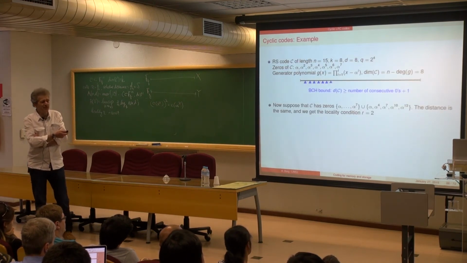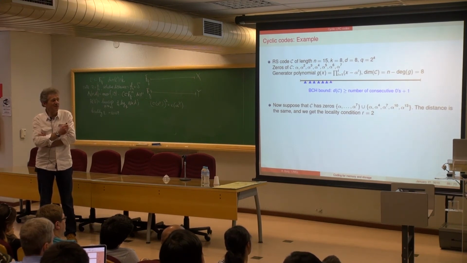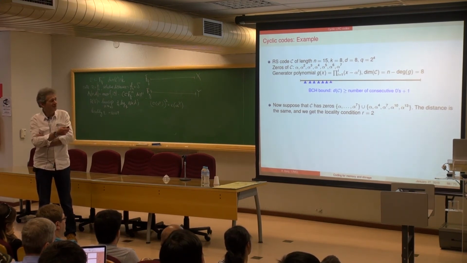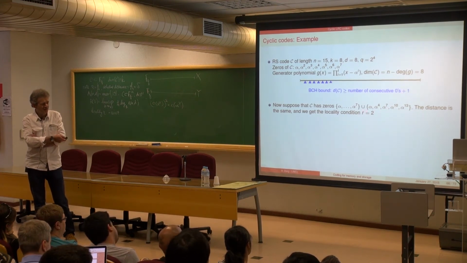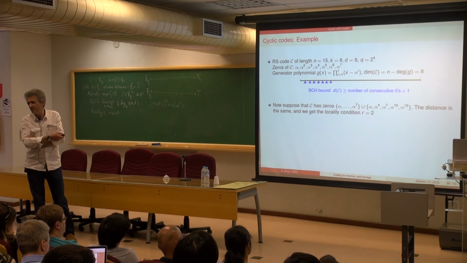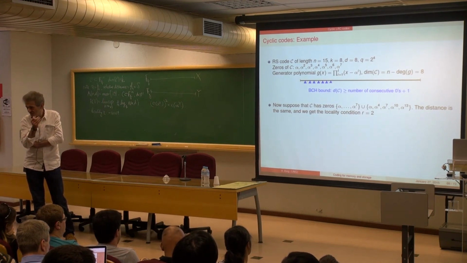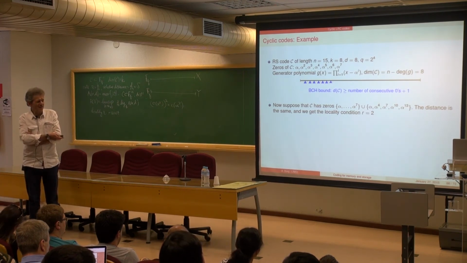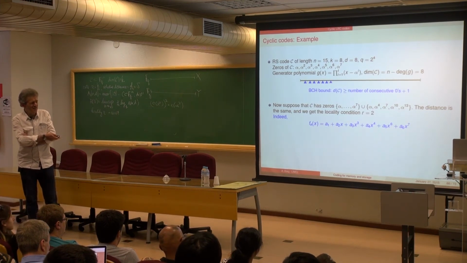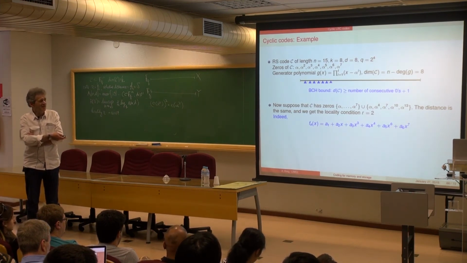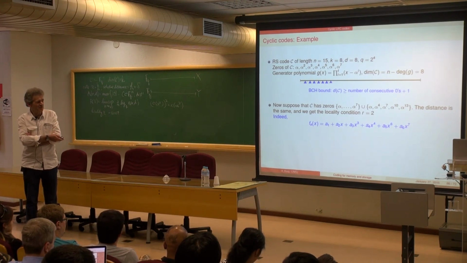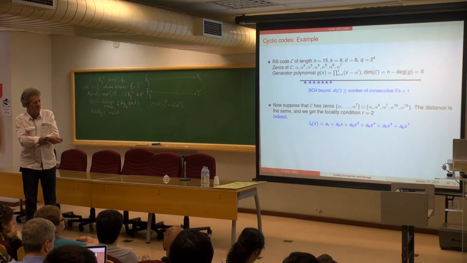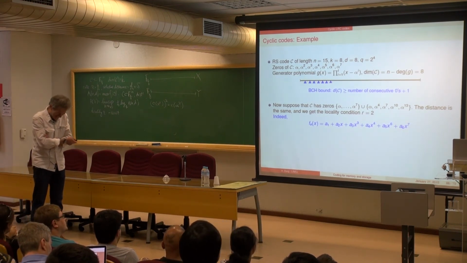That is the BCH bound. So now suppose we throw in some more zeros, namely these, with a step of 3, with the ultimate goal to have locality 2. So 3 is related to 2 by adding 1, and that will be general. So the claim is that we get the locality condition. And why is that the case? Well, remember I said that we can read off the polynomial from the zeros. Is that what I'm doing? Not exactly, really.